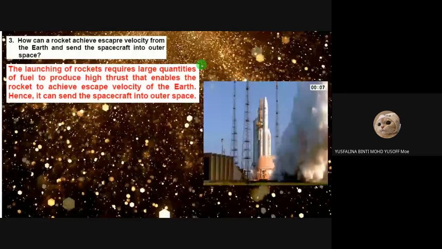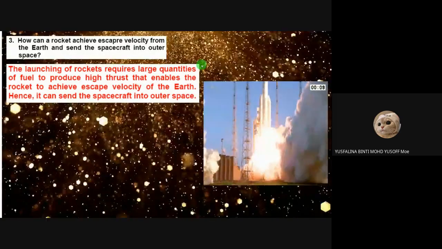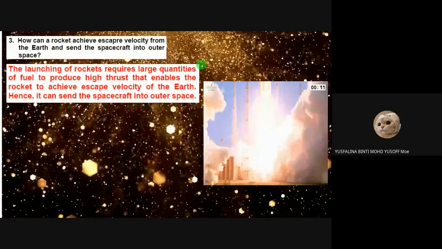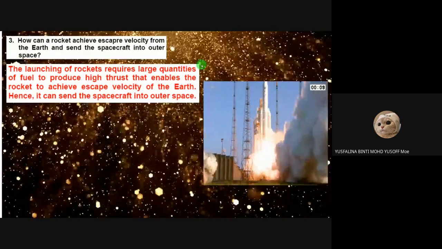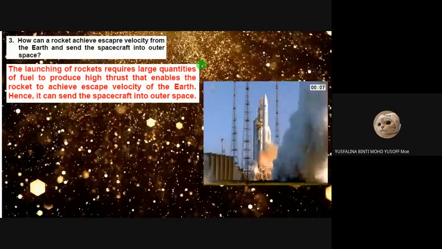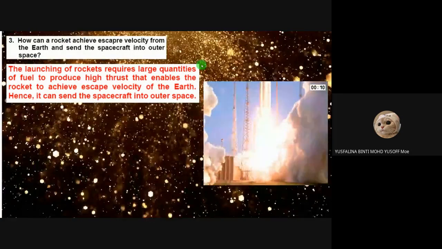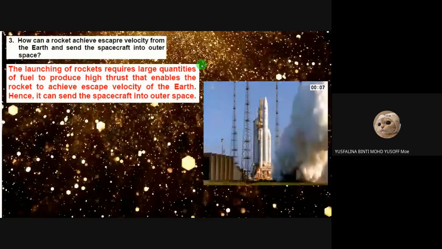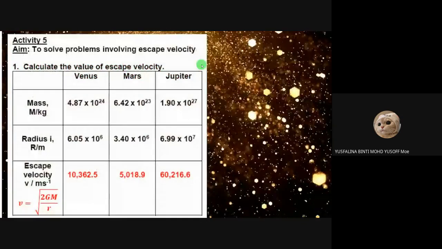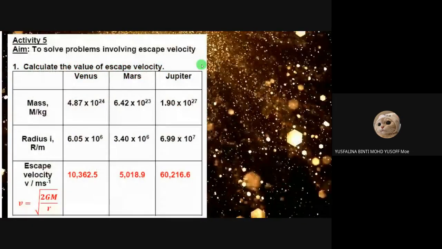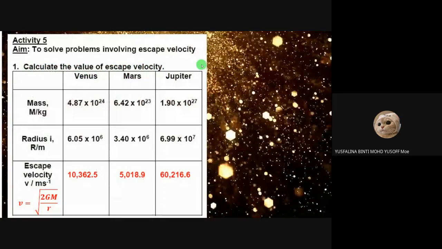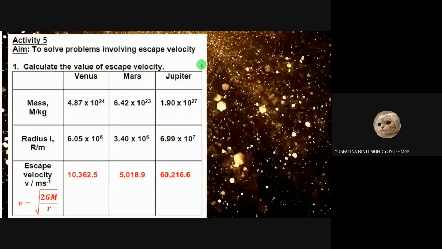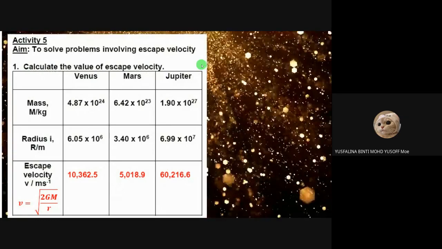So it needs a lot of kerosene. That is the burning fuel that we use in the spacecraft. You need a lot of kerosene to be burned so it can produce a large thrust force. This large thrust force will produce a high velocity that can overcome the escape velocity of the Earth, and it can move to outer space, right?